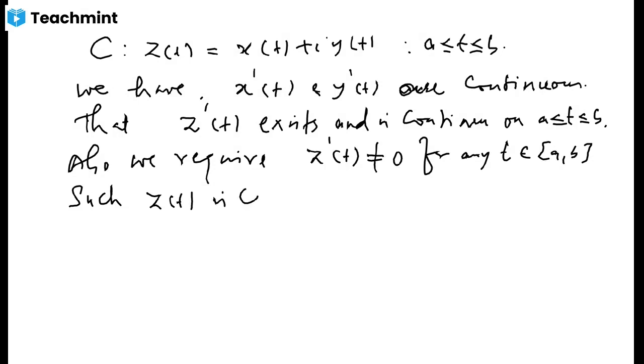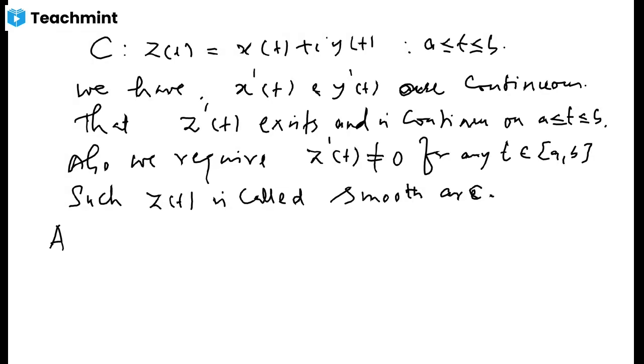is called a smooth arc. We call it a smooth arc. So then if we have a smooth arc, then it is possible for us to compute its arc length. How are we going to compute its arc length?